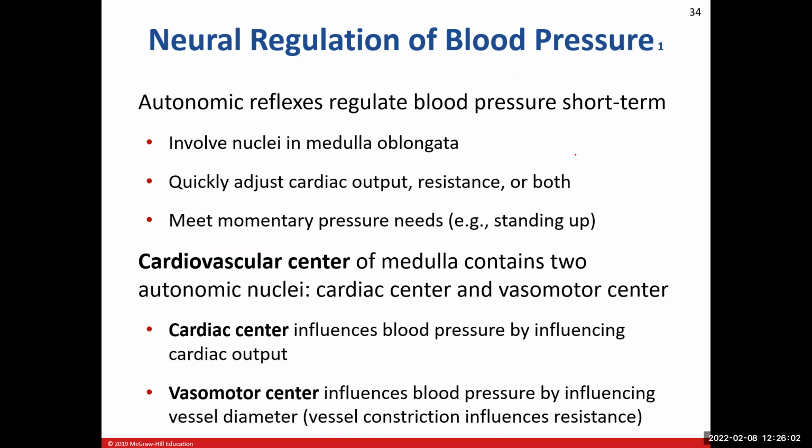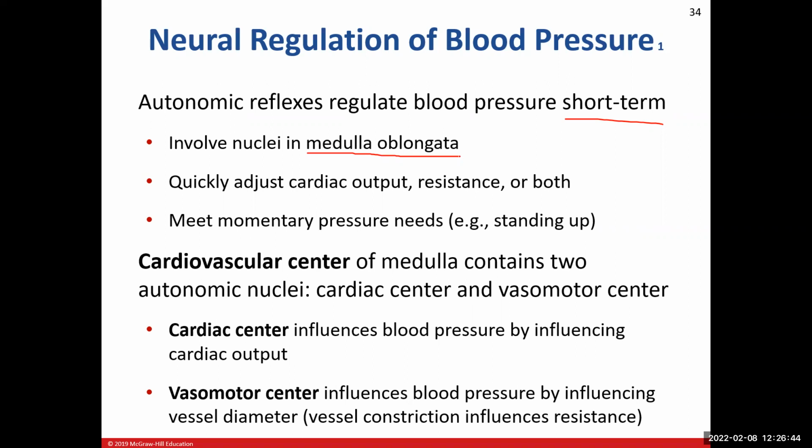Autonomic reflexes are what regulate your blood pressure in the short term. If we're going to be dealing with the nervous system, we've got to go to the brainstem, specifically to the medulla oblongata. This is where we have our cardiovascular center, made up of the cardiac center, which we talked about, the cardioacceleratory and cardioinhibitory portions, and then, which we haven't talked about yet this semester, the vasomotor center. Both of those are located in the medulla oblongata.